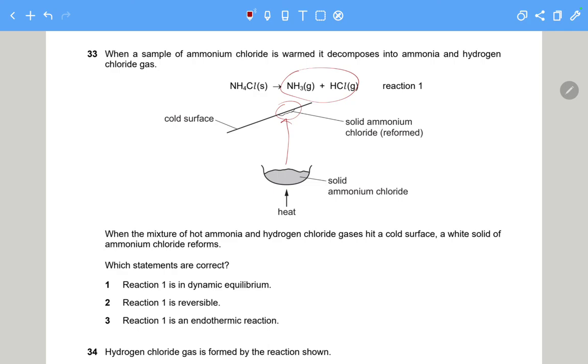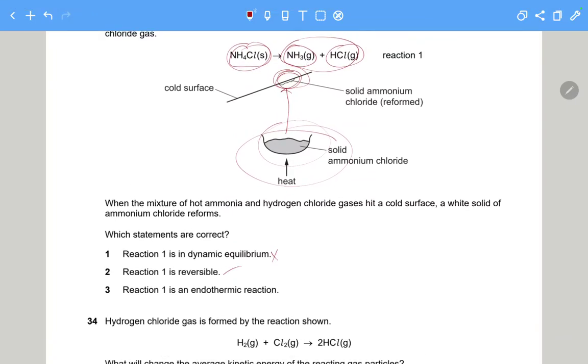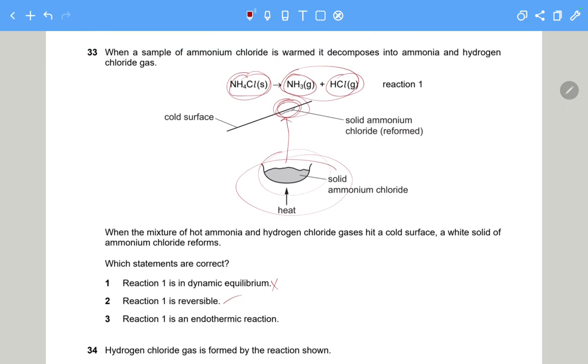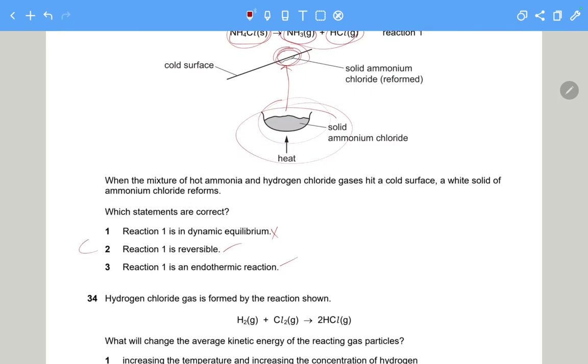But that indeed is not correct, because equilibrium means that there are certain amounts of NH3, HCl and NH4Cl at all times. But if you think about it, there's only NH4Cl at all times because the NH3 and HCl that are produced eventually form NH4Cl. And the other thing is that they're not formed in a single vessel. These are two different systems right there, so it cannot be in dynamic equilibrium. Then the second is reaction one is reversible. Indeed, it is, because that's why the ammonium chloride forms here. So it is reversible. Reaction 1 is an endothermic reaction, that is correct, because it is a decomposition reaction. All decomposition reactions are endothermic, so we go with C.